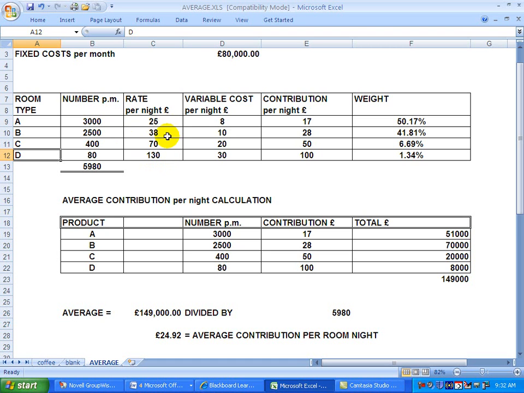And what we've got is all of these different products are sharing the same fixed cost. So we've just got to do something slightly different before we get to the normal break-even calculation. The thing we've got to do is first of all calculate the contribution. There's your contribution, revenue, rate per night, that's the revenue minus the variable cost. That's your contribution.